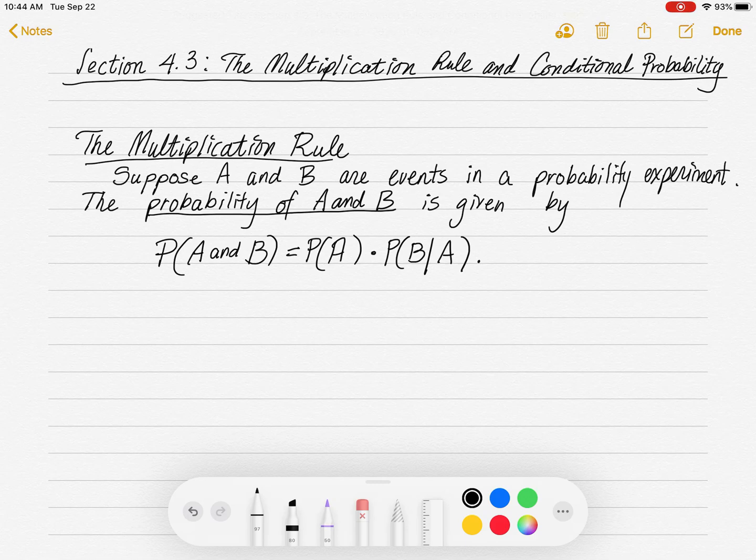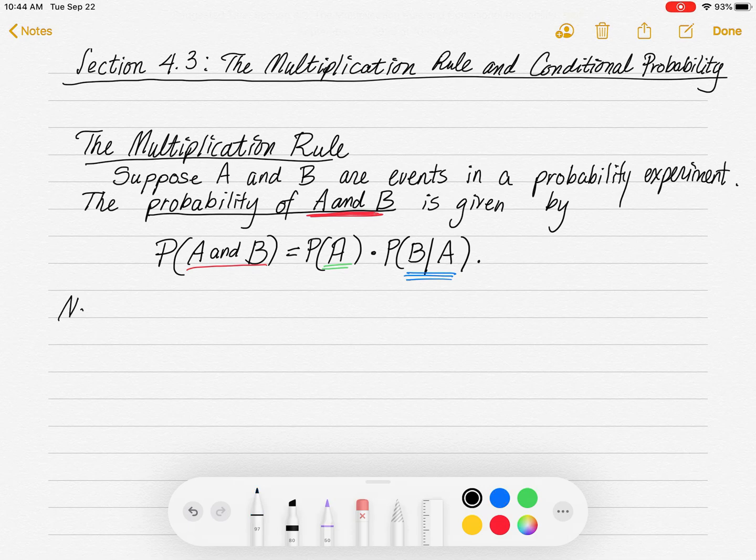The probability of A and B, remember this means A and B both happening, both A and B have to happen, is given by the following formula. Probability of A and B is first the probability of A multiplied by the probability of B given that A has happened.